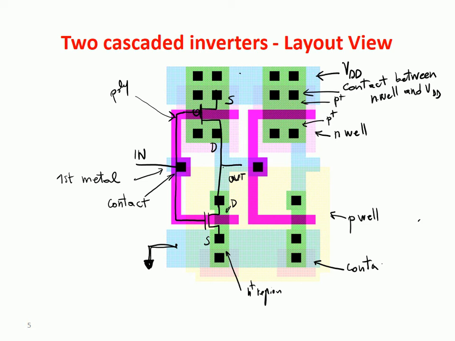And here we have a contact between P-well and ground, GND, which also happens in all logic gates. So of course the second structure is exactly identical to the first one. You have the second inverter.